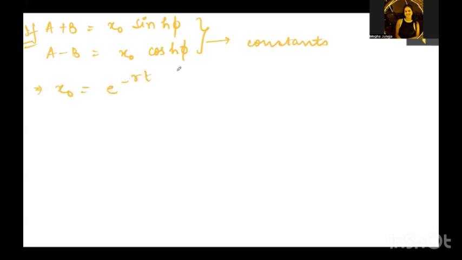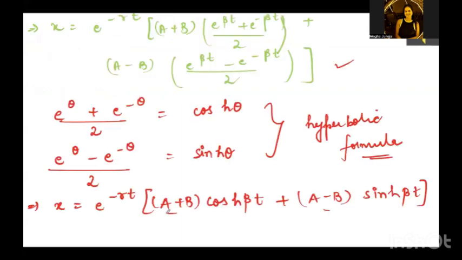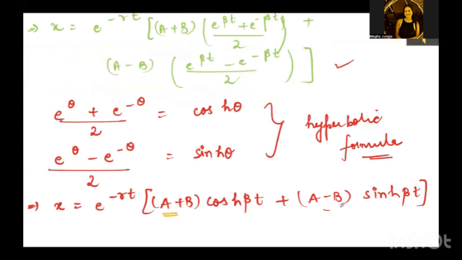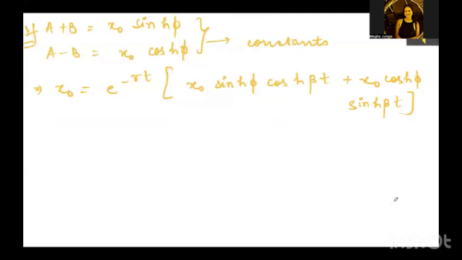e raised to the power minus of rt. ओके, अब देखो a plus b की जगह पर वैल्यू को सब्स्टिट्यूट करेंगे. That is going to be x naught sin h phi then cos h beta t, already it was there, plus x naught cos h phi sin h beta t. It was already there. Correct? ये भी था. Sin h beta t was already there itself. So from here, अब हम क्या बोल सकते हैं? Can we say this thing now? It is again making a formula for sine a plus b. Can we say this thing?